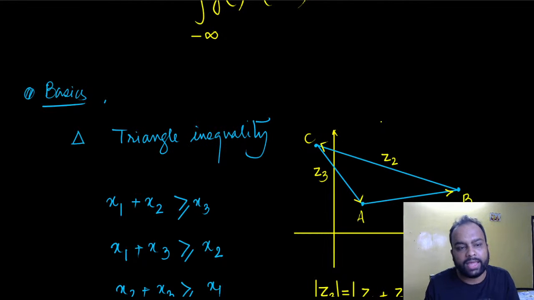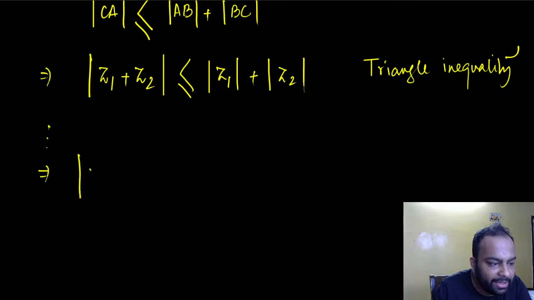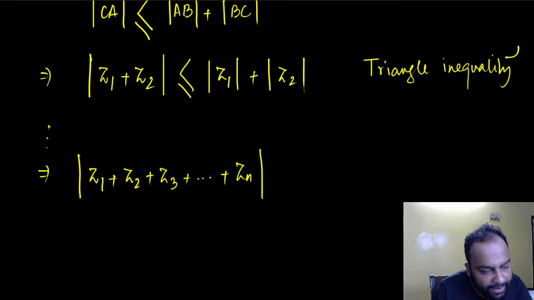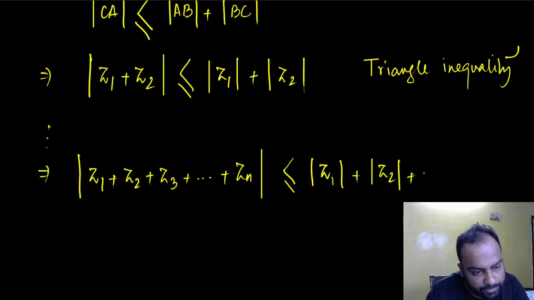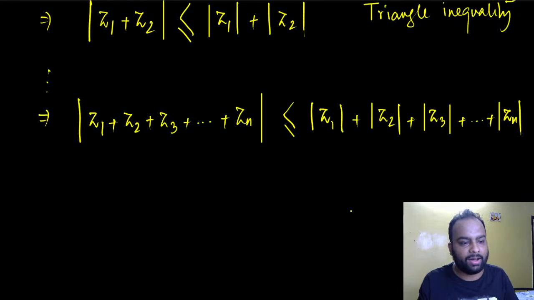So if you have a heptagon, then the sum of the length of any six sides would be larger than the seventh side. So this is true in general. So the possible extension of this is that something like Z1 plus Z2 plus Z3 and so on up to Zn, if I sum those up and take the mod, would be less than or equal to the sum of individual modulus. So that's again no longer a triangle inequality, because we don't have a triangle anymore, we have a polygon, but this is still called the triangle inequality because it came from that idea, right?